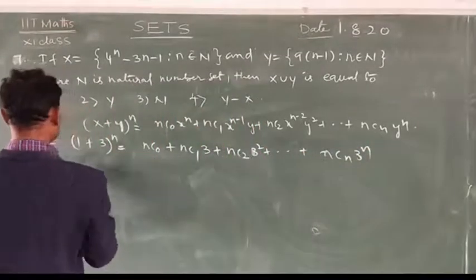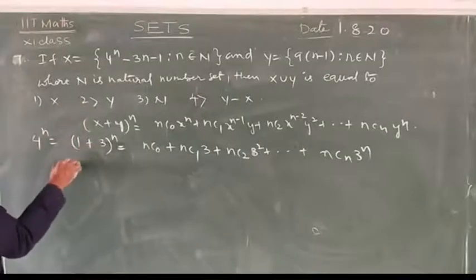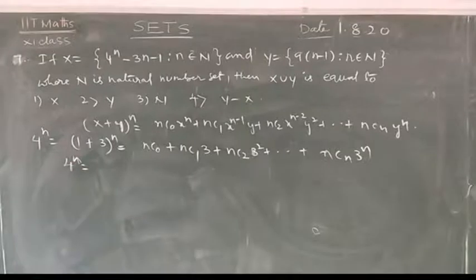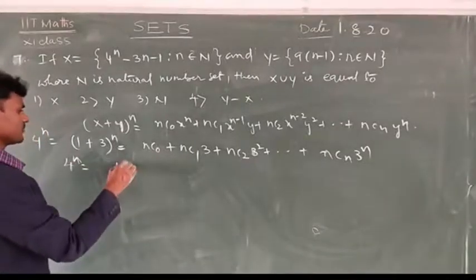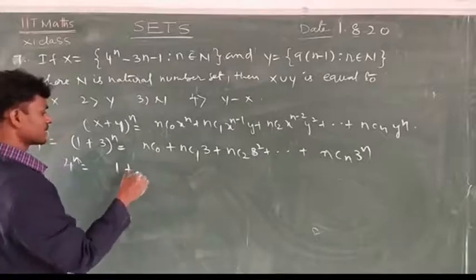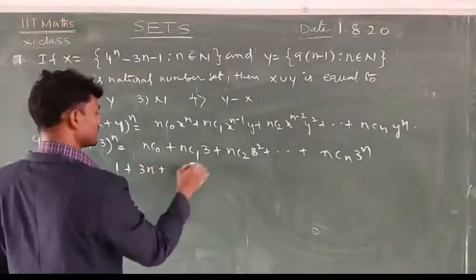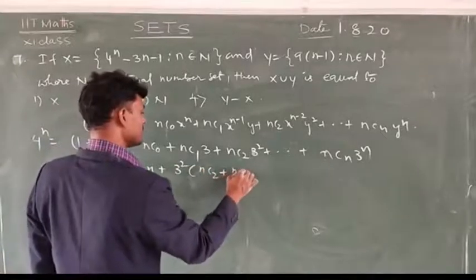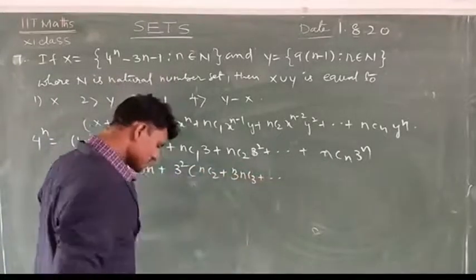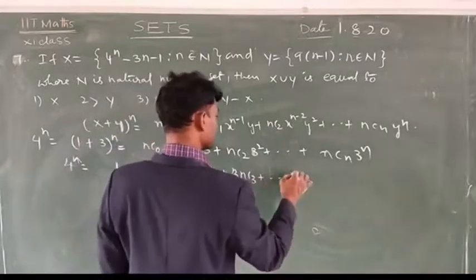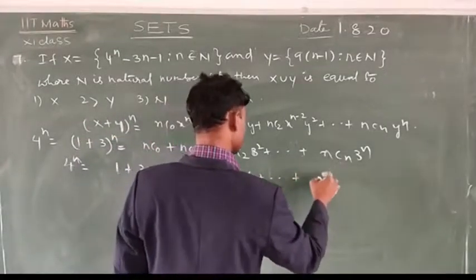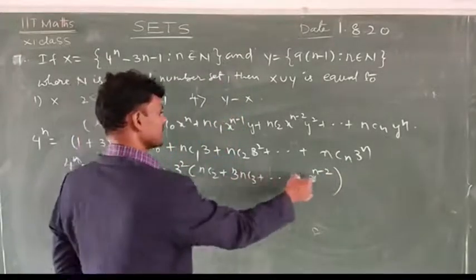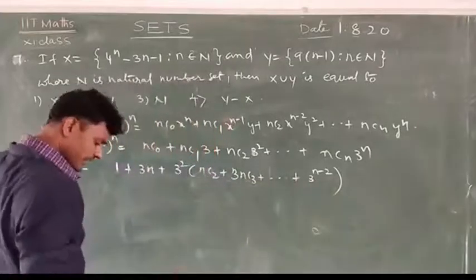Now see here, this is 3 plus 1 = 4, so 4 power n is equal to (1+3)^n. Here nC0 times 1, plus nC1 is equal to n, 3n, plus here you can take 3 square common, then nC2, next term is 3 power 2, nC2, plus 3 cubed nC3, plus and so on, up to nCn, that means 1, 3 power n. Already we take 3 square common, that's why here nCn times 3 power n minus 2.